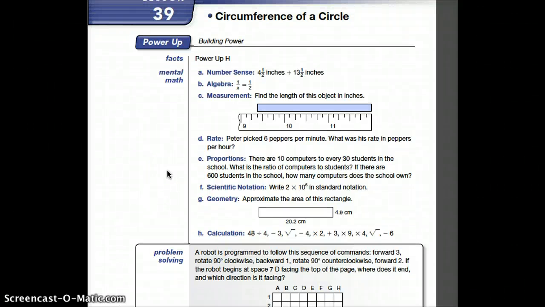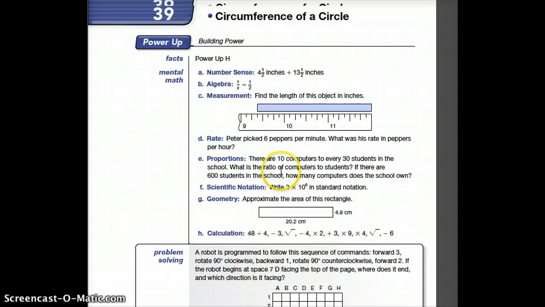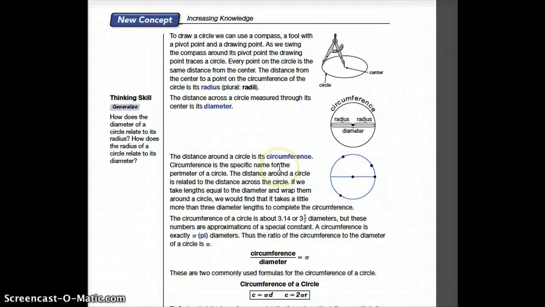Okay, pre-algebra class, this is the third lesson for the week, and this third lesson is lesson 39, which is circumference of a circle. And you've probably seen this before. This isn't anything that's too hard, I don't believe, but let's go through it and see if it reminds you of something. Circumference of a circle. So go down to the new concept. Okay, and there's the new concept.